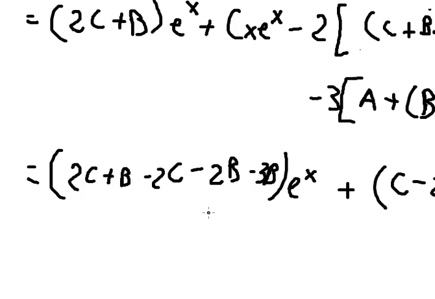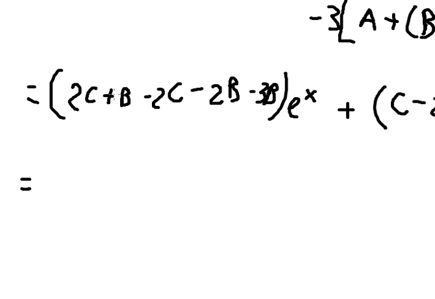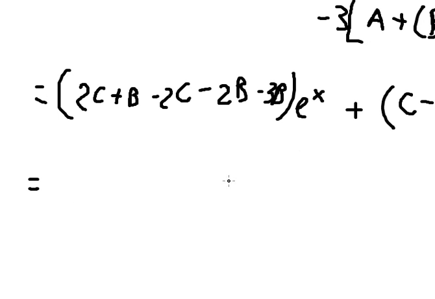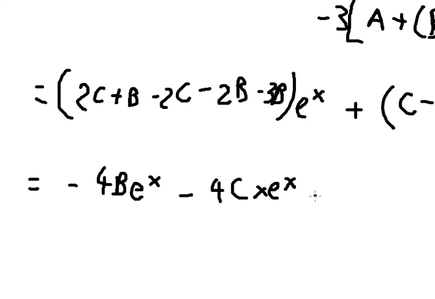So we simplify everything. So b minus 2b minus 3b, and we have negative 4b. The next one we have negative 4c, and the next one negative 3/8.